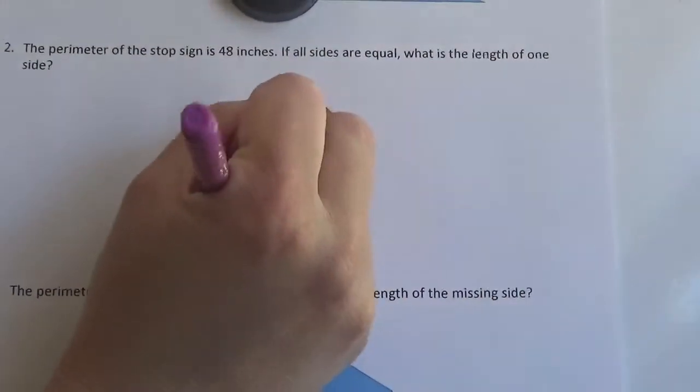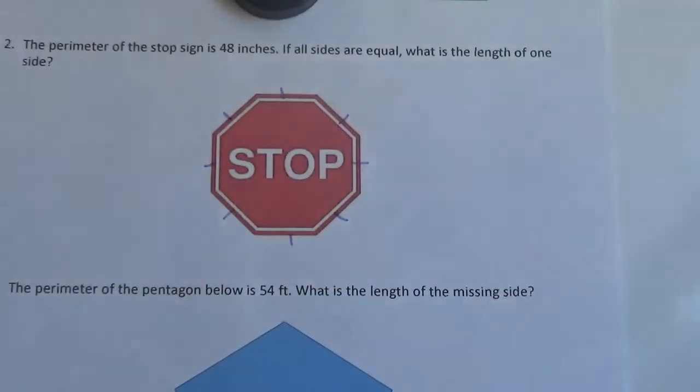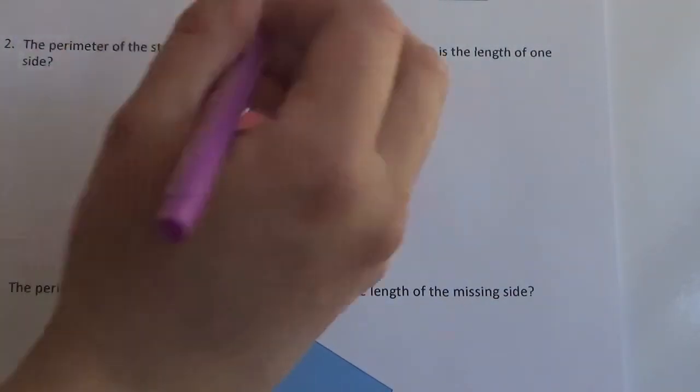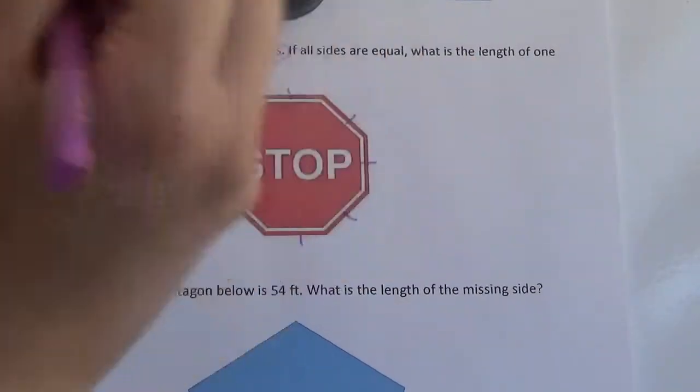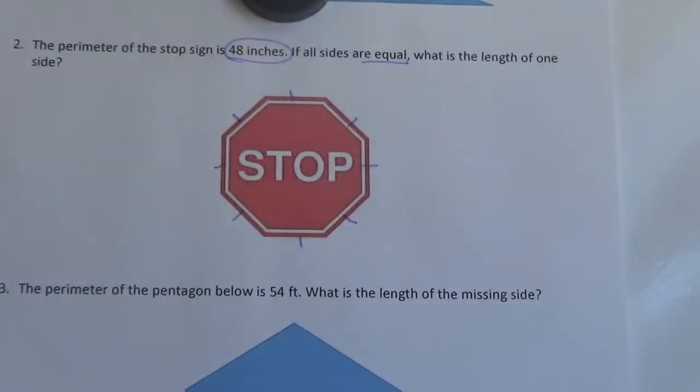I'm going to label them right here. So this is an octagon. The perimeter of the stop sign is 48 inches. If all sides are equal, what is the length of one side?